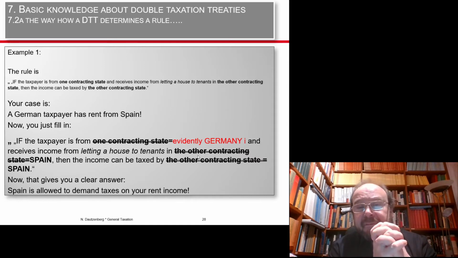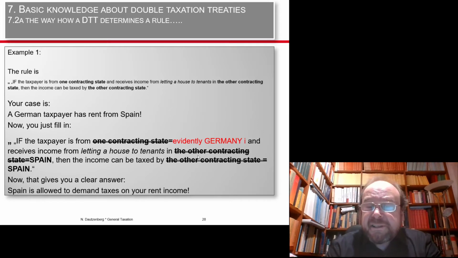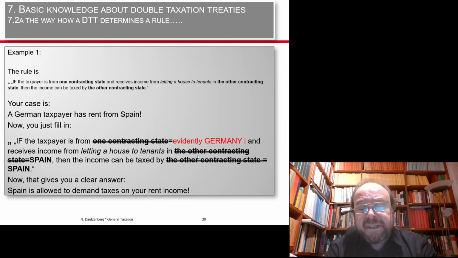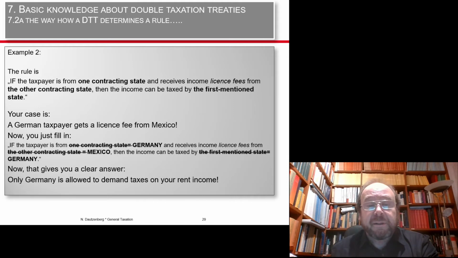Good. So wherever now in our formula the other state shows up, that will be Spain. We fill in Spain. Then the income can be taxed by the other contracting state. The other state was Spain. So, simple translation: if a taxpayer from Germany gets rent income from Spain, then the income can be taxed by Spain. Now, that's a clear, precise, and really easily understandable answer. You must only know the trick. Fill in.